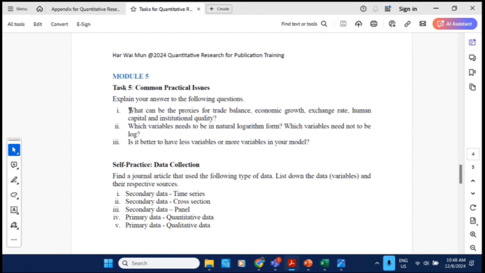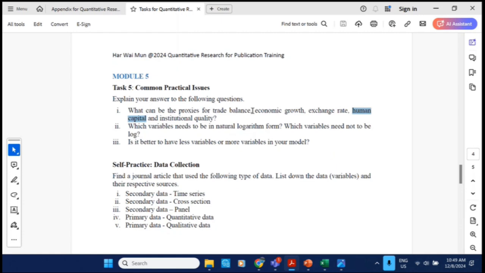Can you see this one? What can be the proxy for trade balance, economic growth, exchange rate, human capital and inequality? We mentioned human capital just now. Last time they used enrollment in secondary education, or even further, sometimes they considered enrollment in primary education. But nowadays, mostly they use enrollment in tertiary education, or they combine it with innovation, patents, trademarks, the number of patents or trademarks. All these things they consider as human capital or innovation. Most likely the human capital proxy will be enrollment in tertiary education.